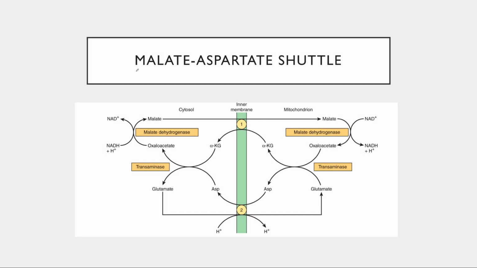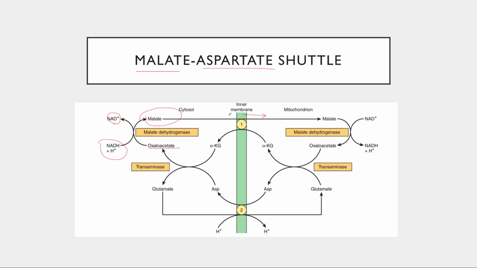The other shuttle we'll talk about is the malate aspartate shuttle. This shuttle has several roles in metabolic processes, and for right now we'll focus primarily on the transfer of cytosolic NADH into the mitochondria. In this case, cytosolic NADH is used to reduce cytosolic oxaloacetate. The enzyme here, malate dehydrogenase, facilitates this reaction, and the resulting products are malate and NAD+.